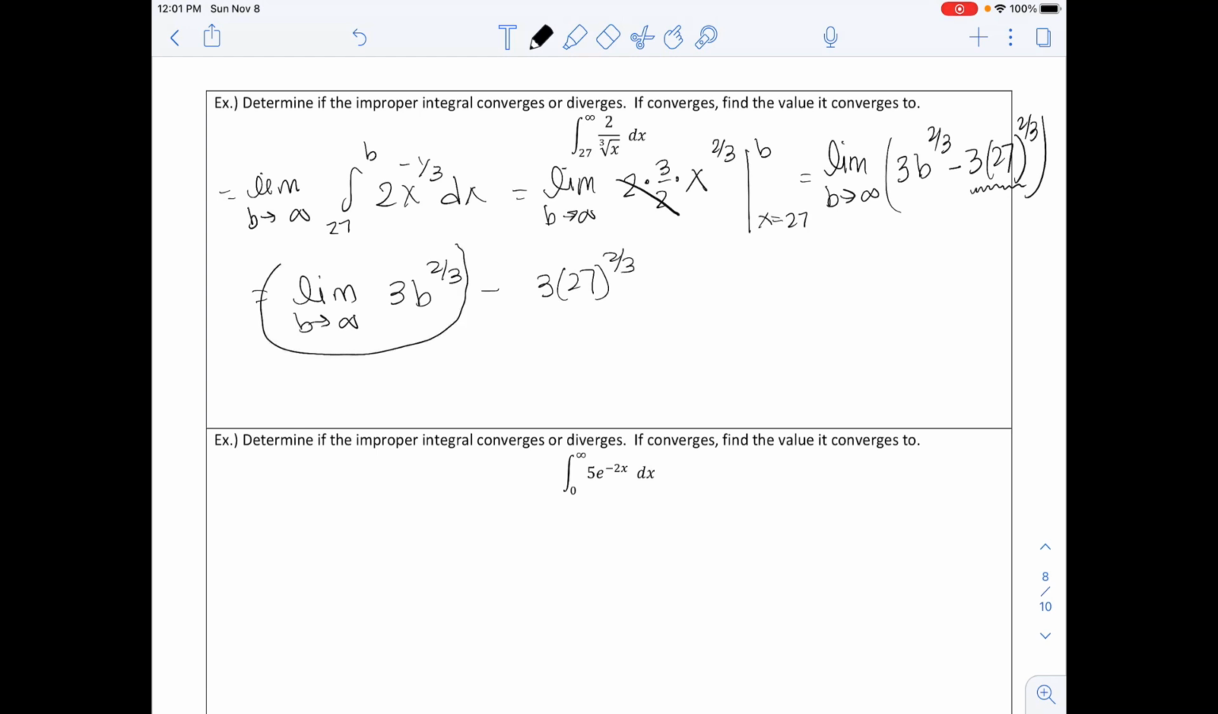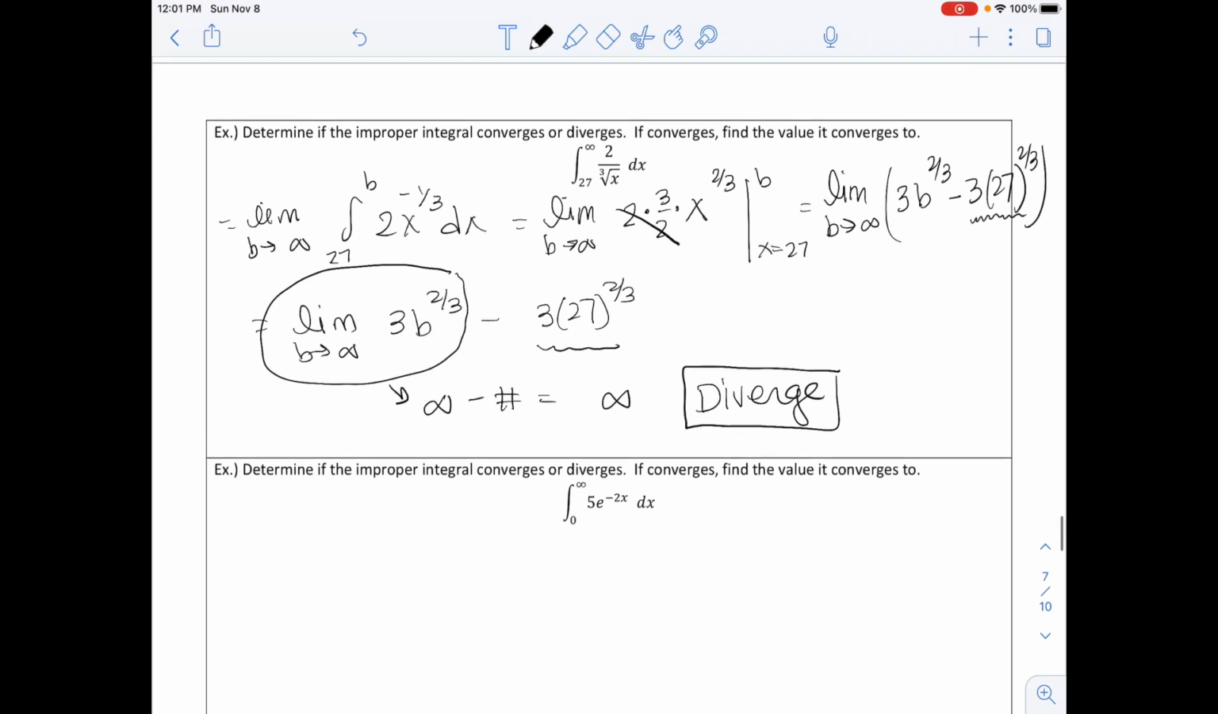So this part that we have right here, if you were to substitute in something very large, as this b gets very, very large, approaches infinity, if you have infinity to some power, it's still going to be extremely large. It would still be an infinity times 3 would still be an infinity. So this is really, really big. And then minus a number, it doesn't matter what this number is here. I'm just going to say minus a number. This is still going to be something extremely large. So this means that this is going to diverge.